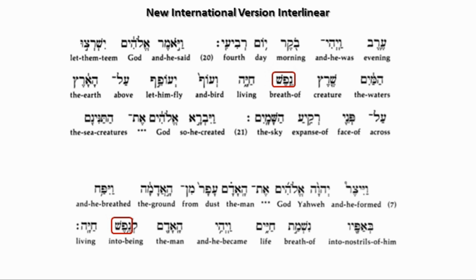In 1 verse 20, the word nephesh is translated as "breath," but in 2 verse 7, it is translated as "being." The point of this is to inform you that it is important that you be careful in your studies and cross-reference and check everything.